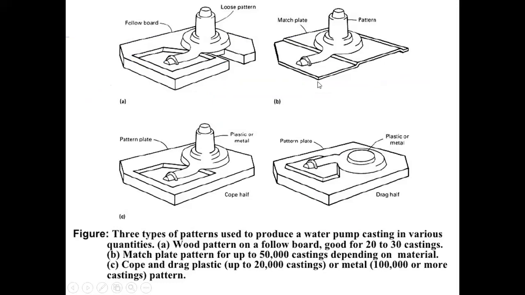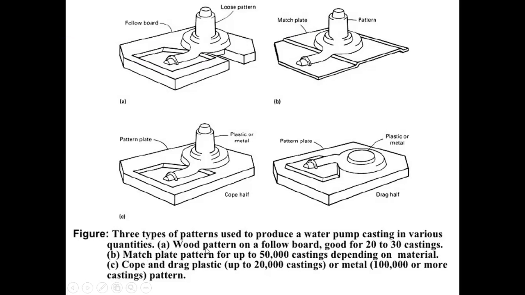Although this is not so clear, we'll see a clear diagram in the next one. But the reason why I kept this slide is because you see here, it is showing the material of the pattern and the castings that we can make. This gives us a general idea of the number of castings that are made based on the pattern material. What this figure indicates is the three types of pattern used to produce the water pump casting, basically the casing of that pump in various quantities.